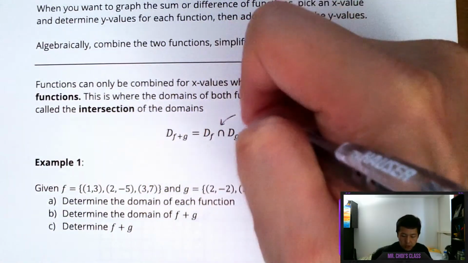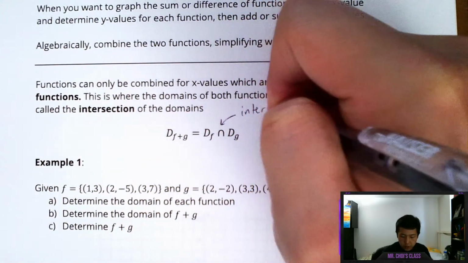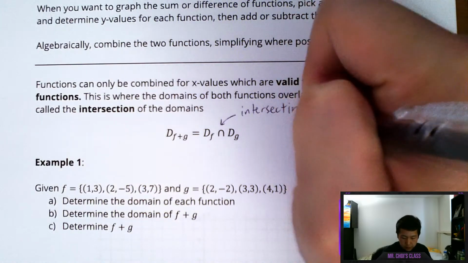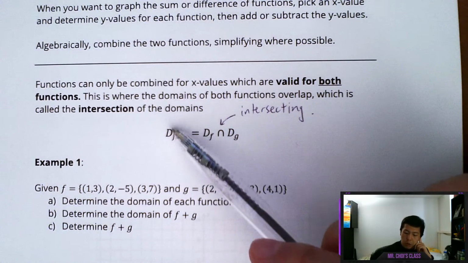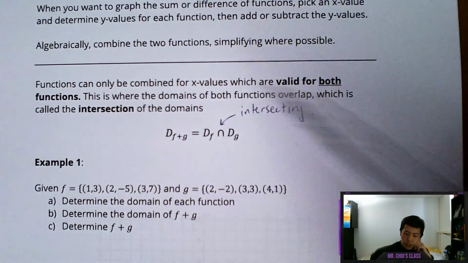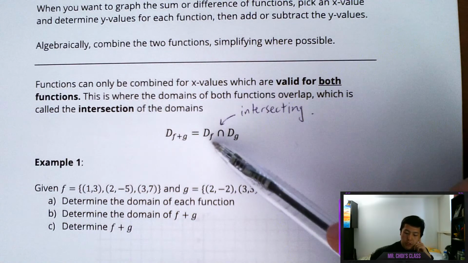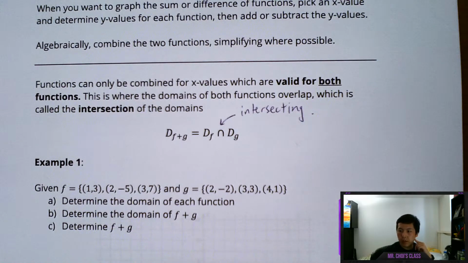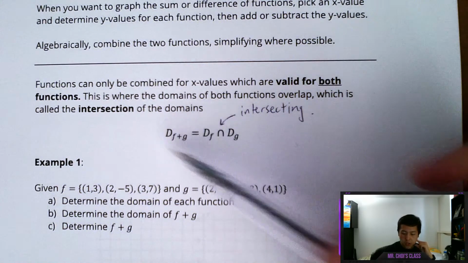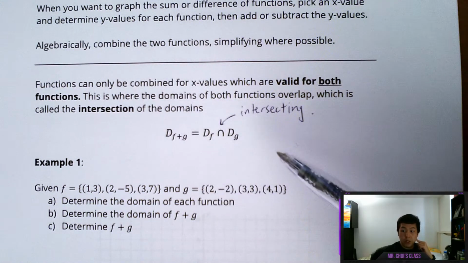So this is intersection, or intersecting, right? A lot of times when we write mathematical statements, you can read it out in English. It's a full sentence, right? So saying this again, the domain of the function f plus g is equal to the domain of the function f intersecting with the domain of the function g. Okay? So this is nothing new to you.